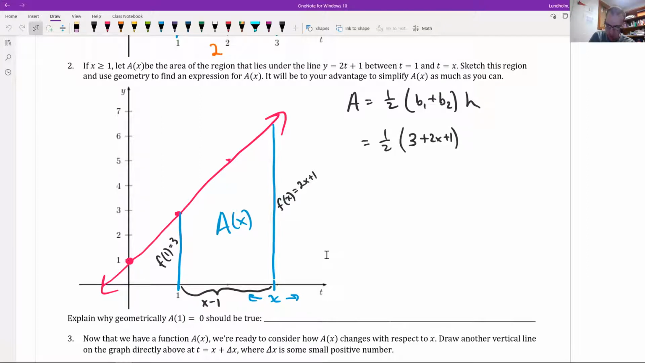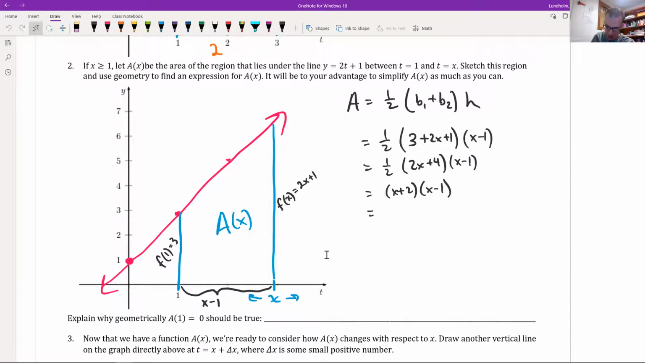And then the height was x minus 1. All right, so let's see what we can do. We've got 1/2 times 2x plus 4, and then times x minus 1. All right, so let's multiply that 1/2 in. Then we just have x plus 2 times x minus 1.